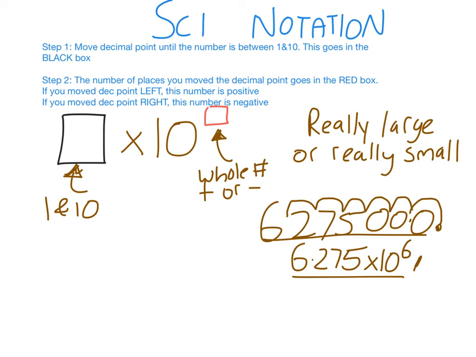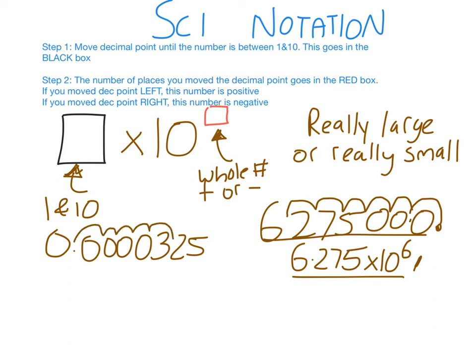Let's look at an example of a number that is less than 1. Let's say I have 0.0000325. Okay, so that's a very, very small number. We can write it in a more convenient way rather than having lots of zeros. So we do the same process. We move the decimal point 1, 2, 3, 4. If I move it 5 spots, the number becomes 3.25.